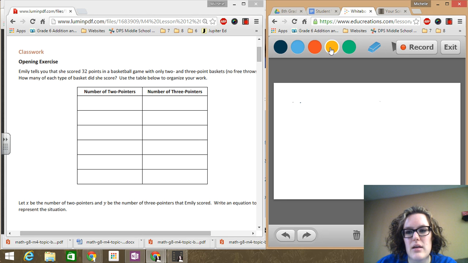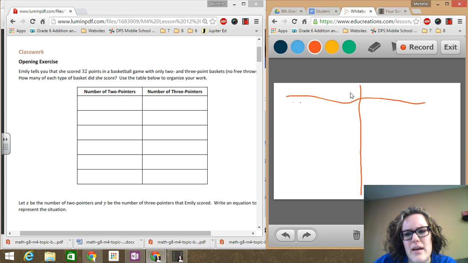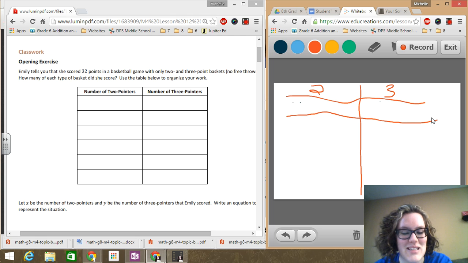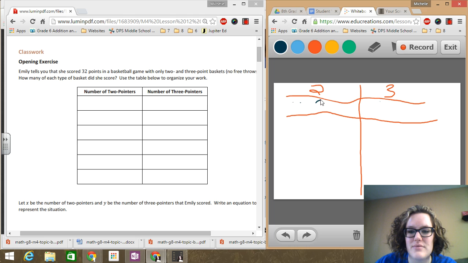So if I have, I'm going to recreate this chart. You should be writing this in your notebooks. So here's my chart. Ooh, that is so sloppy. And then I have the 2 points over here and the 3 points over here. So if she shot a 2-point basket, just one, that's a total of 2 points. But we still need to figure out how many 3-point baskets she made to get to the 32 points.